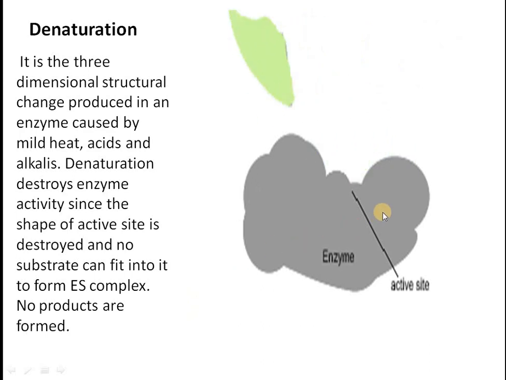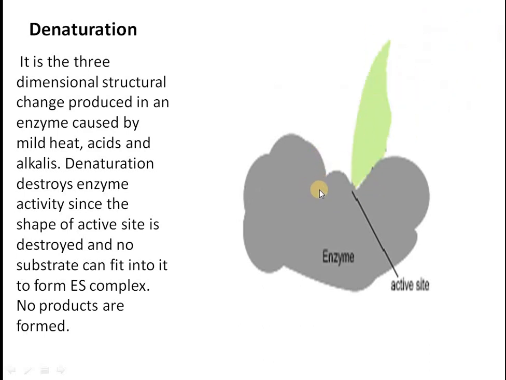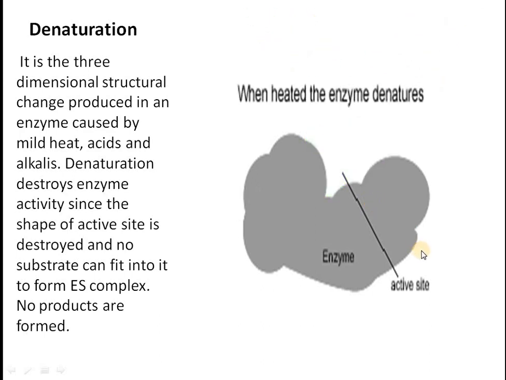Here you can see that normally the active site was allowing the substrate to fit into the active site, but as soon as you increase the temperature beyond optimum temperature, the active site was destroyed, or you can say the enzyme was denatured, and now no substrate attached or fitted into the active site, no ES complex was formed, and hence no product was formed.